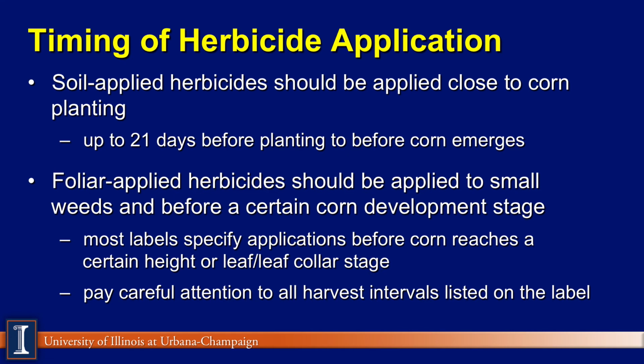For foliar-applied herbicides, again, the applications made to small weeds tend to provide better control than applications that are made to larger weeds. And certainly consult the label to make sure that we know what the interval is in terms of the corn development stage. Most labels will specify that the application should be made before the corn either reaches a certain height or a certain number of leaves or leaf collars. And once again, make sure we pay attention to all the intervals that are specified between when the application is made and when the corn could be harvested for silage.